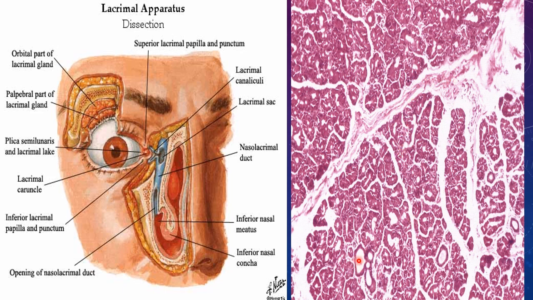And if you look at the ducts here, these have simple cuboidal epithelium. So here you can appreciate simple cuboidal lined ducts, which are the ducts of the gland, whereas these pyramidal shaped structures are the acini.